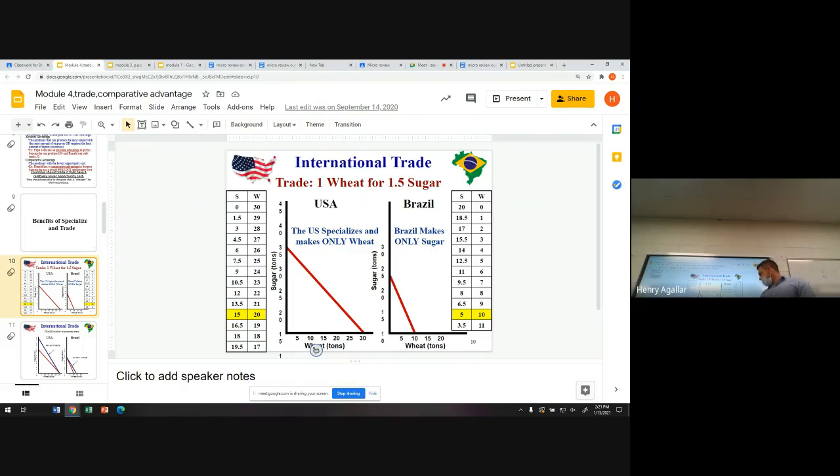Who has the absolute advantage in wheat? US. We can do 30 units, which is more than 10 with the same resources. We have an absolute advantage in both. So I guess we shouldn't trade. What's wrong with that?